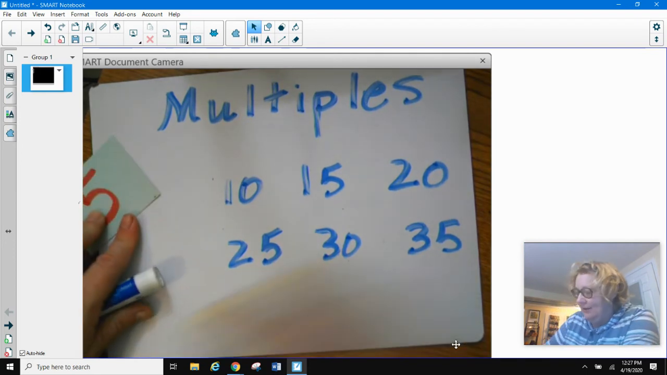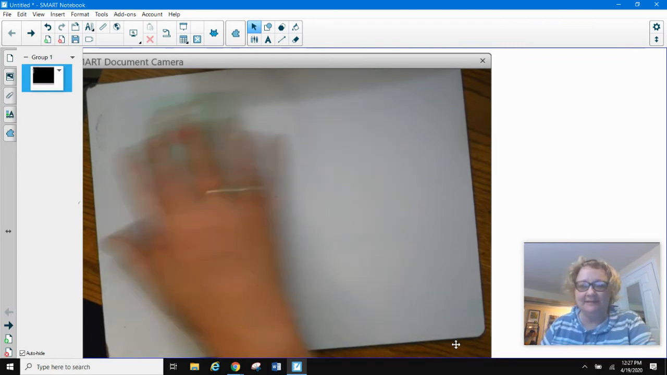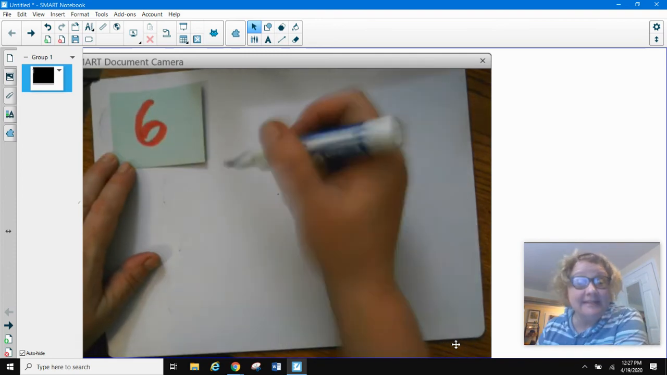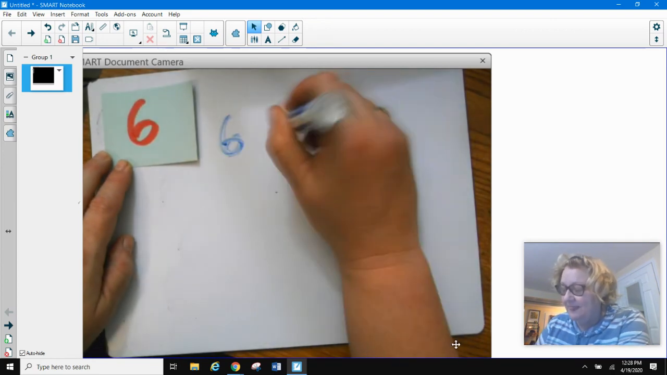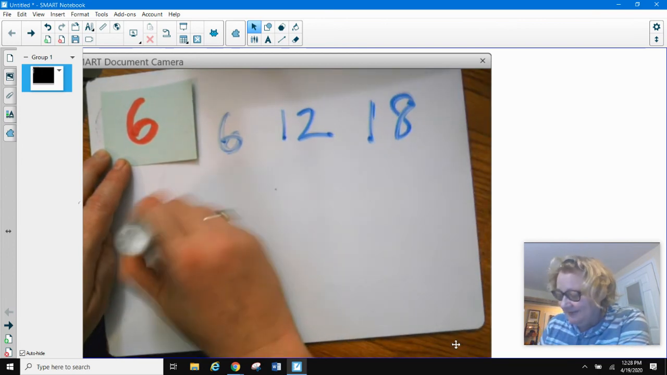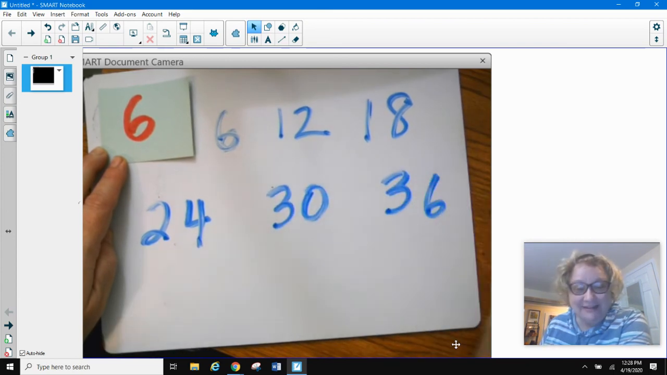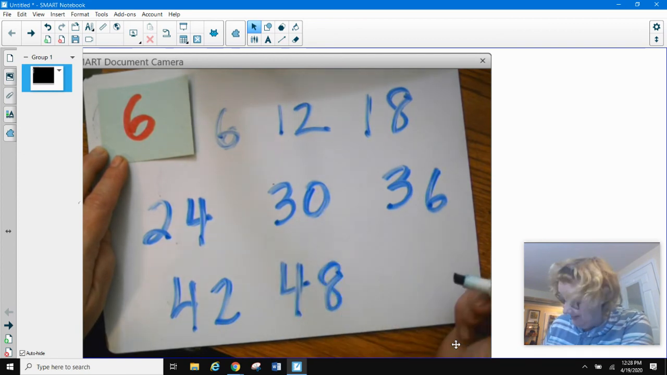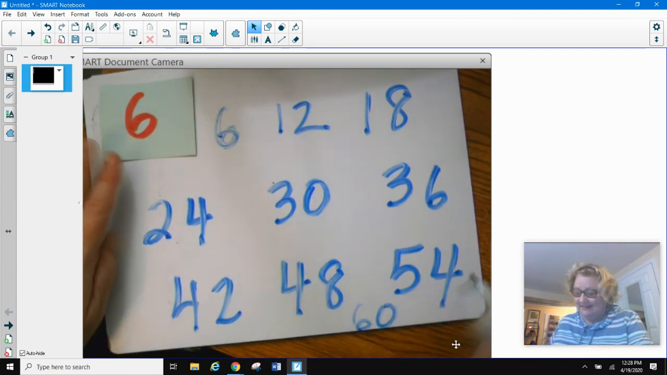And since I have so many incredibly smart scholars out there, let's do multiples of 6. Let's get your multiplication tables going, okay? So multiples of 6, let's skip count by 6. Holler them out, guys. 6, 12, 18, I can't hear you, 24, 30, 36, 42, 48, 54, and our last one would be 6 times 10. I'm going to put it down there a little, 60.